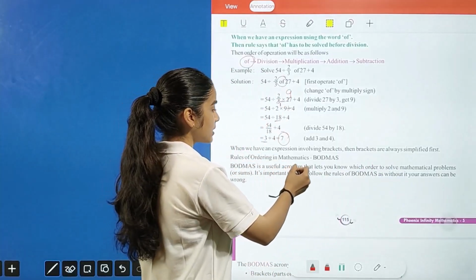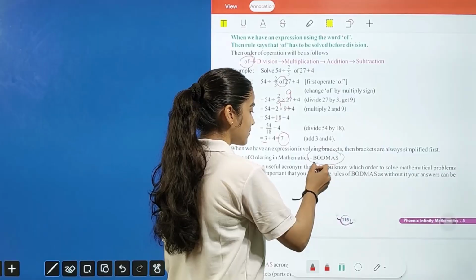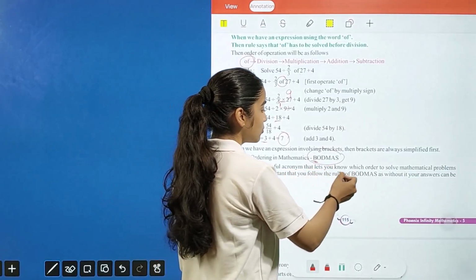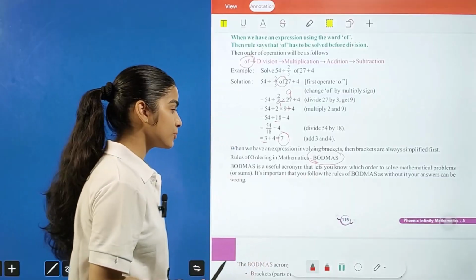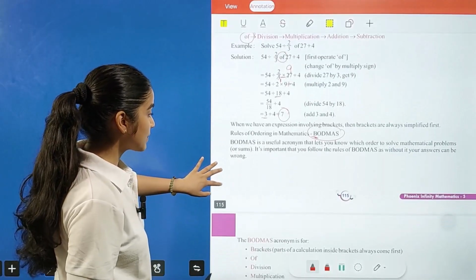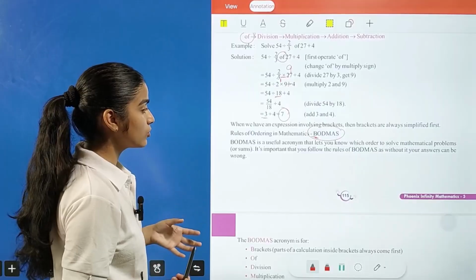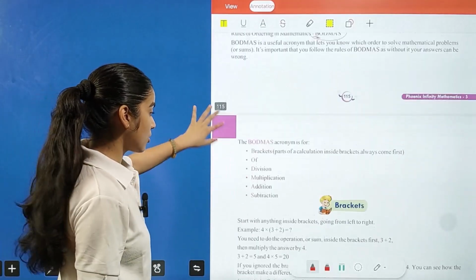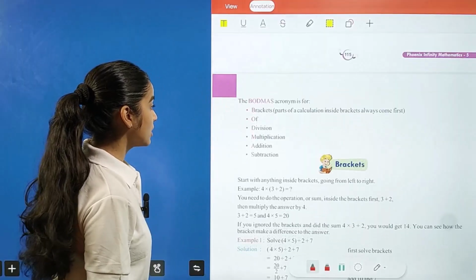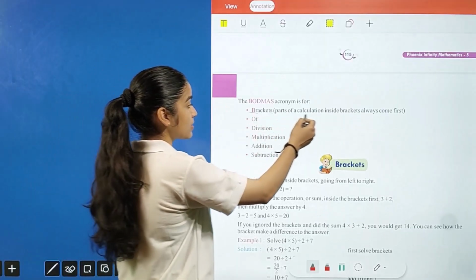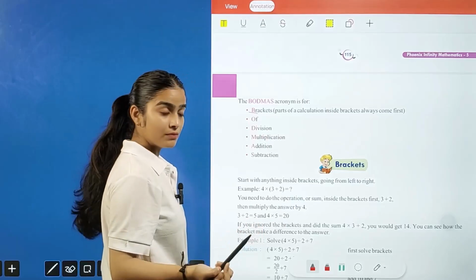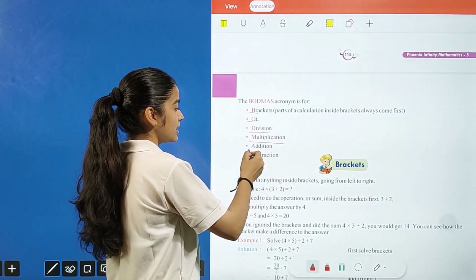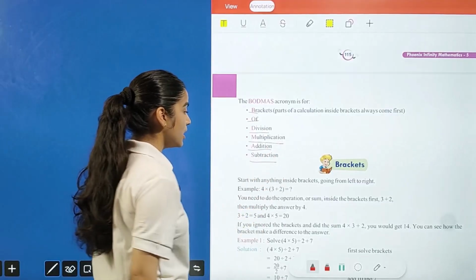Rules of ordering in mathematics, BODMAS. B stands for brackets. So BODMAS is a useful acronym that lets you know which order to solve mathematical operations or problems or sums. It's important that you follow the rules of BODMAS, as without it your answer can be wrong. So the BODMAS acronym: B stands for brackets. Parts of calculation inside brackets always come first, then of, then division, multiplication. A stands for addition and S stands for subtraction.